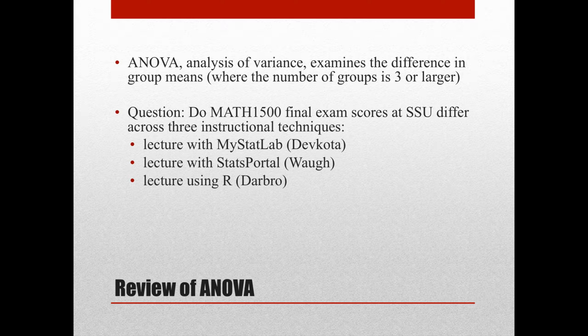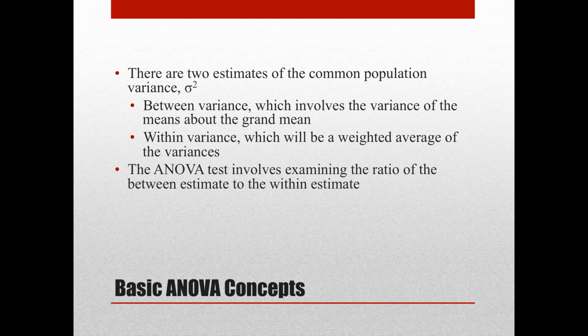So to evaluate the instructional techniques, we'd carry out a simple ANOVA and may look at the average scores on the Math 1500 final exam. Okay, so that's kind of old stuff. Thing to remember in the process is there are two estimates of the variance. We have the between variance and the within variance, and ultimately the ANOVA uses the F statistic to examine the ratio between the two.